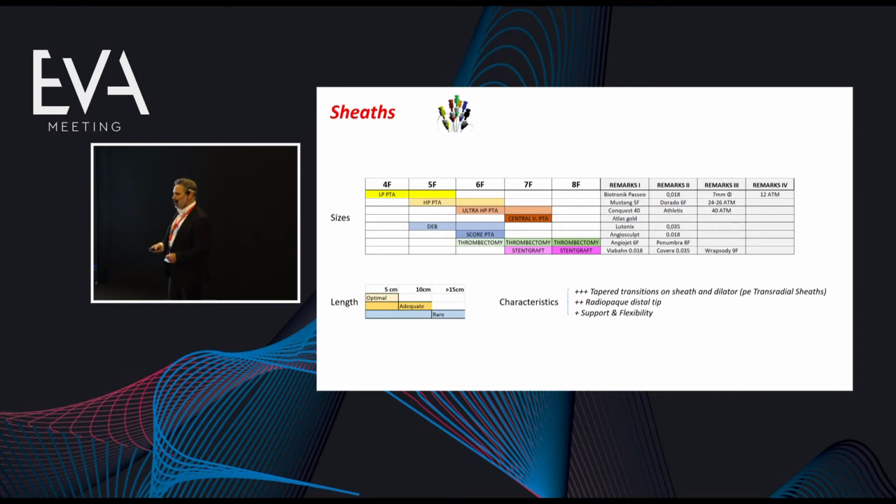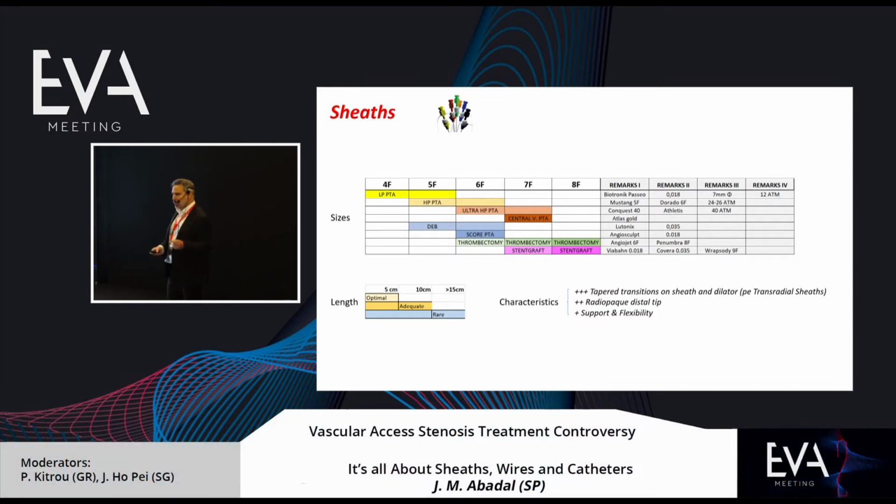With 7F, we can do central venous PTA. We can do thrombectomy, and we can use the first-time graft, the Viabahn. And with 8F, we can do mostly all of the procedures. Normally, we're going to use short length sheaths. 5 centimeters would be optimal. Probably the most important thing would be the taper transition on sheath and dilator, and transradial sheaths from cardiology work really well in this area.